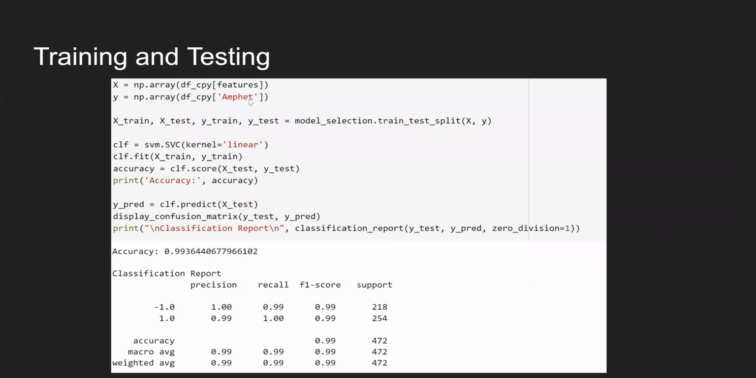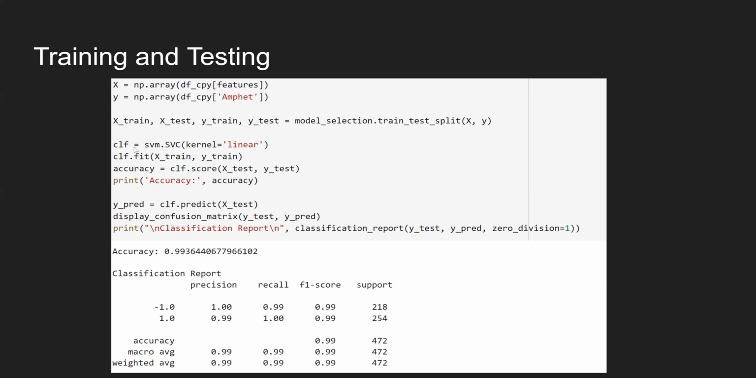So for training and testing, this is just an example. I'm just going to show you what the process was for classifying the users and non-users of a drug called Amphet. That's just an amphetamine class. So the X was just a NumPy array of all the features. The Y was a NumPy array of the values from the Amphet column. And then here we just split the training and testing data.